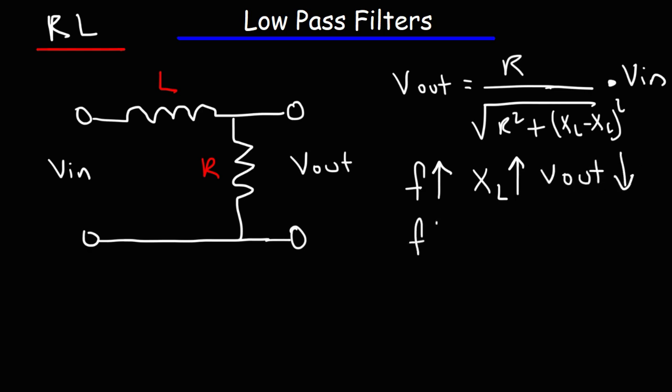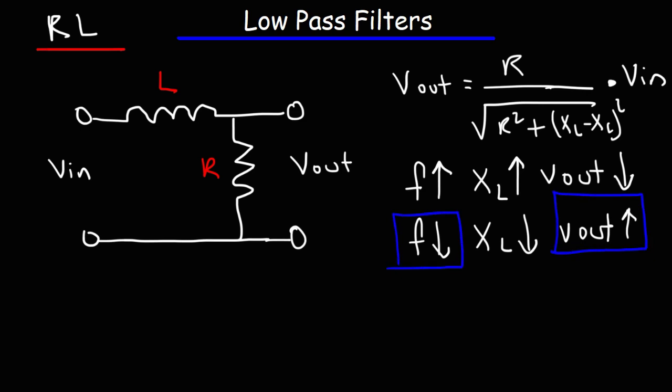Now, if we decrease the frequency, the inductive reactance will decrease, and the output voltage will increase. So notice that the output voltage is high when the frequency is low. This means that we have a low pass filter. Anytime the output voltage is high when the frequency is low, you have a low pass filter.